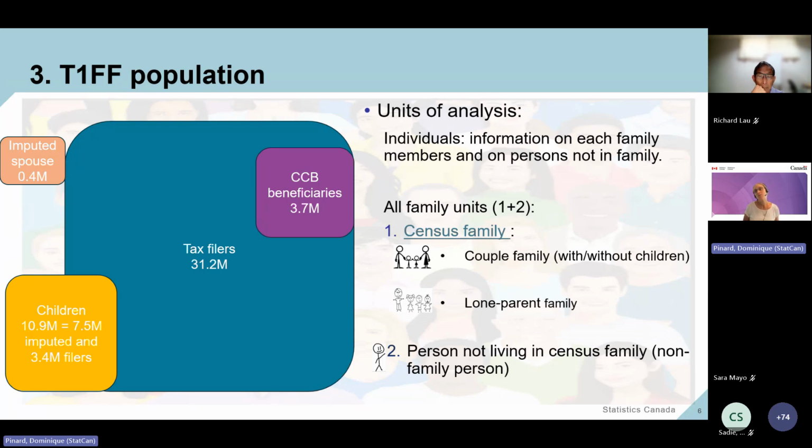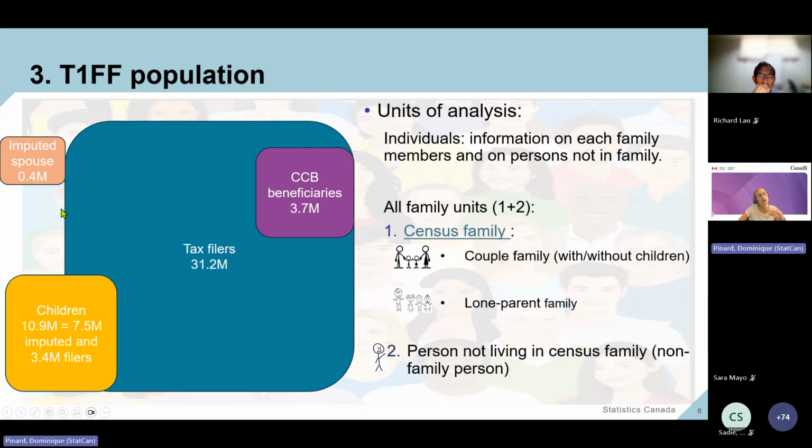But it also combines the T1 data with T4 data on wages and salaries and with the Canada Child Benefit file. So we have the main T1 tax filers. I think those numbers are 2021 numbers. So we have 31.2 million tax filers in TIF world. Among those, there are 3.7 million beneficiaries according to our dataset. And with the CCB data, we are able to add about 7.5 million imputed children. There are 3.4 million filers that are also children and were associated to tax filers.